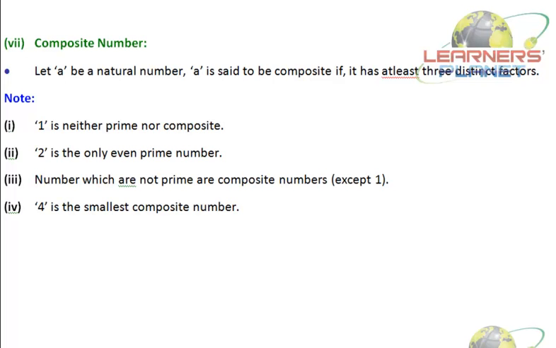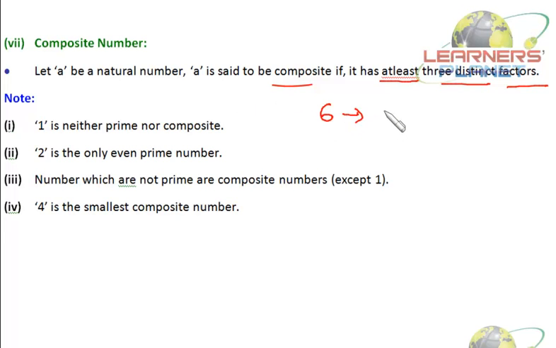Friends, we have discussed prime numbers. Now we discuss what composite numbers are. Suppose we are given a number a, then a is said to be composite if it has at least 3 distinct factors. 3 distinct factors means, suppose I have a number 6.